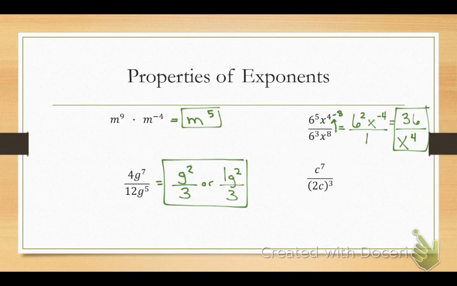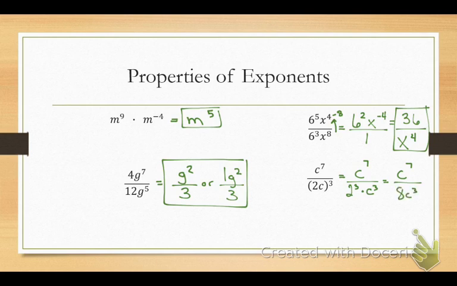All right, let's do this last one. c to the 7th over 2c to the 3rd power. Here's what you need to remember. This does not mean 2c to the 3rd power. Okay? This means you have to raise each term inside to the 3rd power. So this is c to the 7th power over 2 to the 3rd power times c to the 3rd power. Okay? So now, what is 2 to the 3rd power? 8. So c to the 7th over 8c to the 3rd.